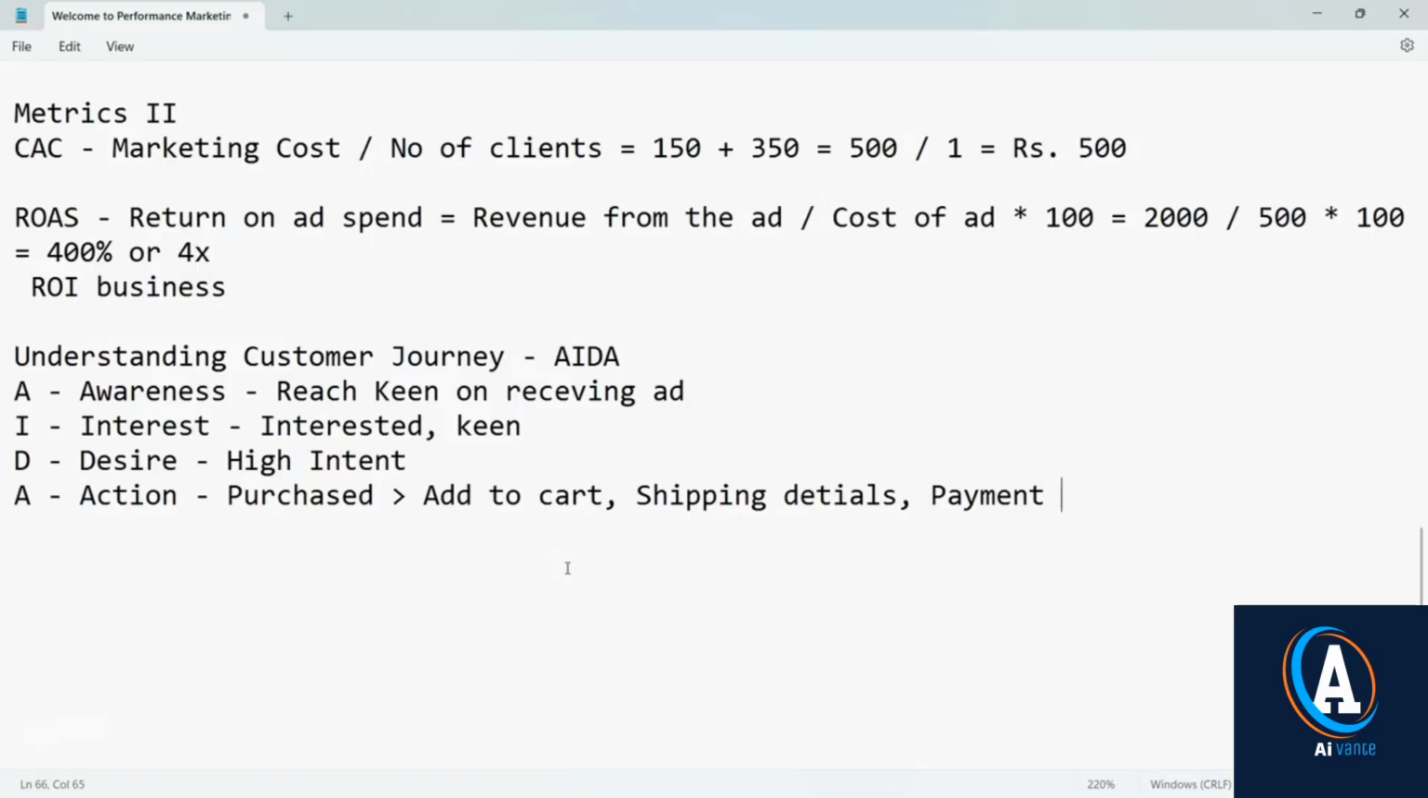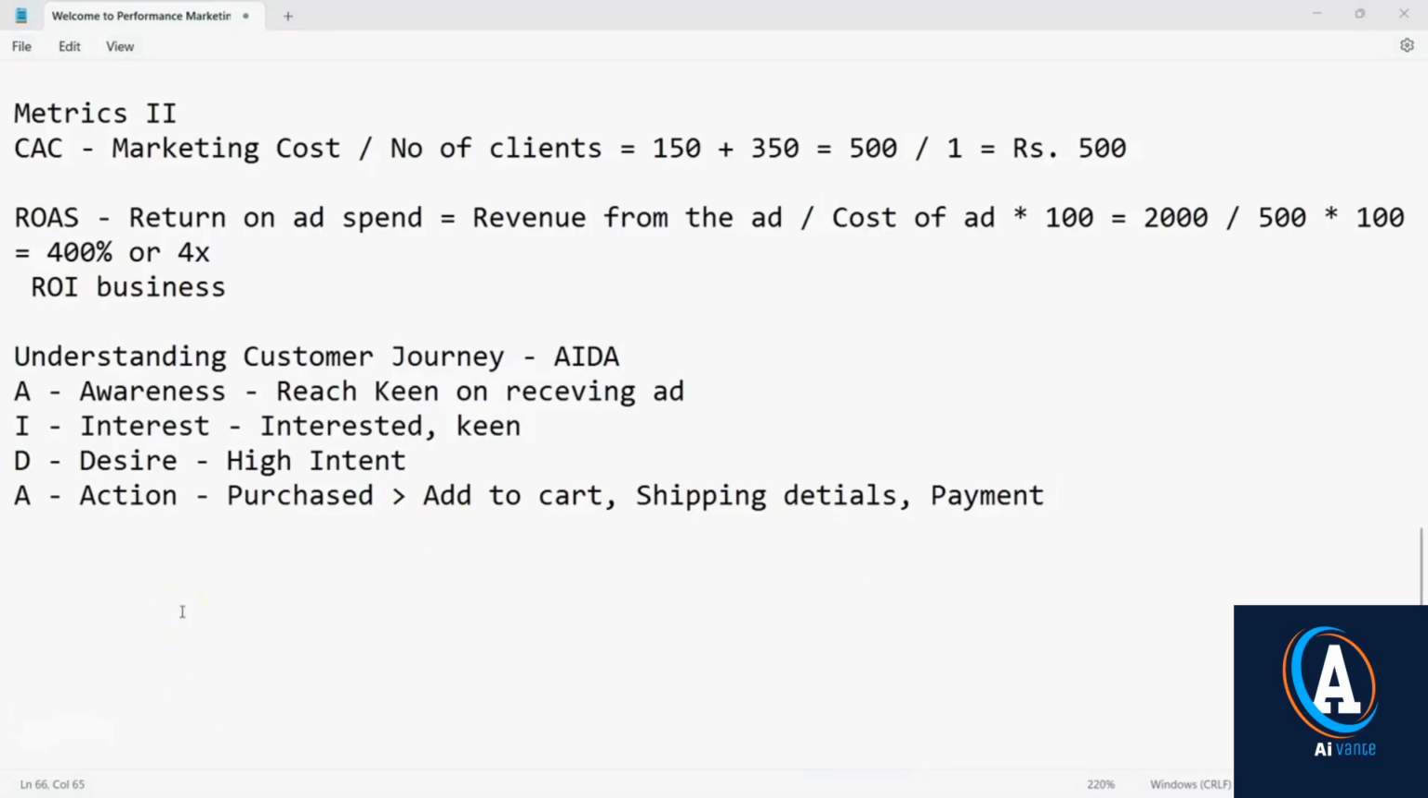So I just want to share something very quickly here. What I'm trying to make you grasp here is that action doesn't always mean only purchase. Yes, that is the desired goal, someone coming and buying from us. It can also mean people coming up till the add to cart, shipping, payment details, etc.